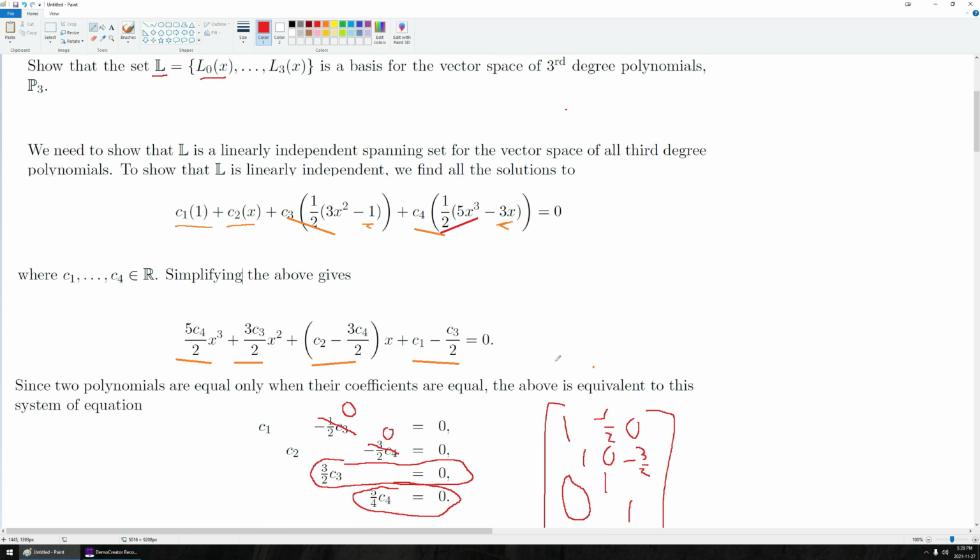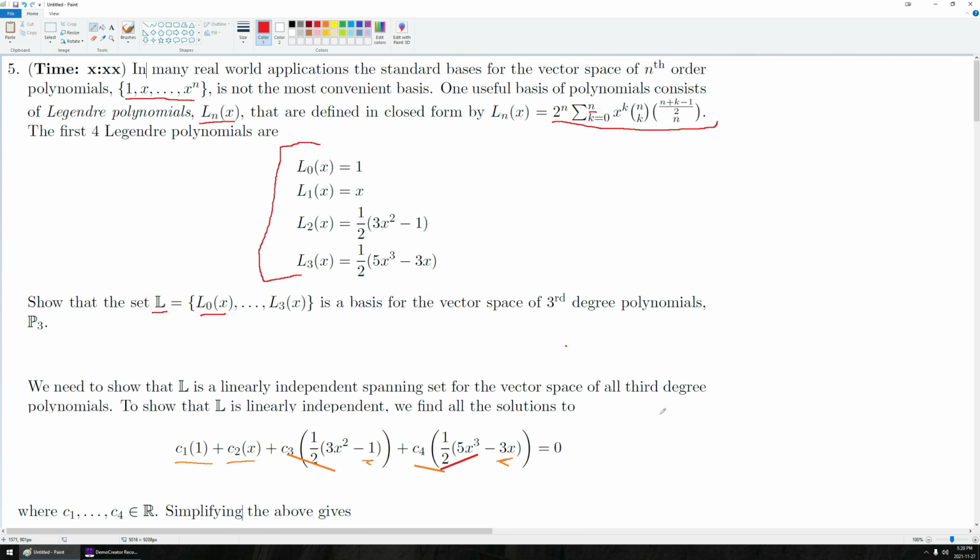So the next thing I need to show is that this thing is going to be a spanning set. If I wanted to show spanning set by definition, I would need to show that any arbitrary third degree polynomial, so any p in P3, to be more consistent with the notation, could be written as some linear combination of these things here. Okay, that'll be a bit tedious. I really don't want to end up solving that system by hand.